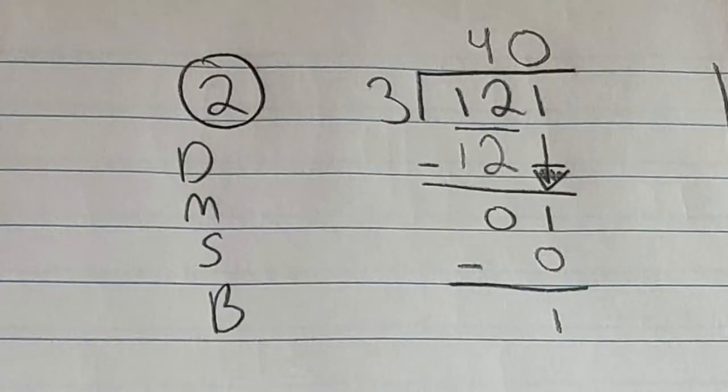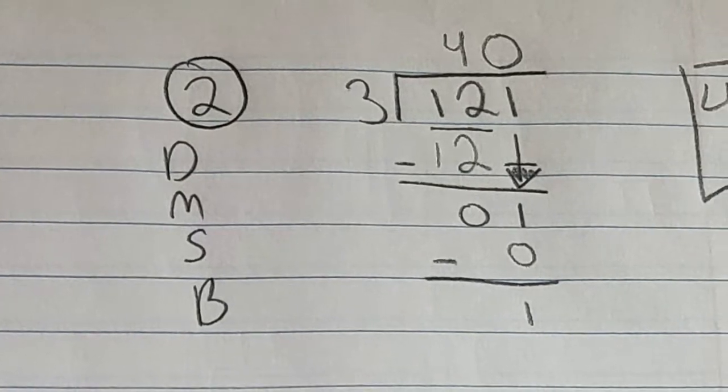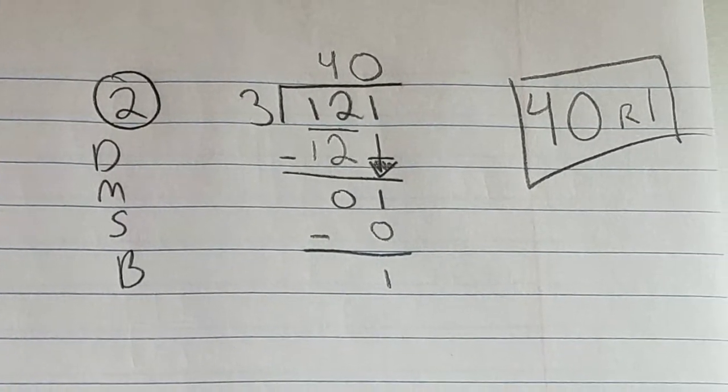How many times can 3 go into 1? It can't, so we just pop a 0 up on top. And then we multiply. 0 times 3 is 0. 1 minus 0 leaves us with 1. There's nothing else to bring down, so our answer is 40 with a remainder of 1. Okay, so pretty easy so far.